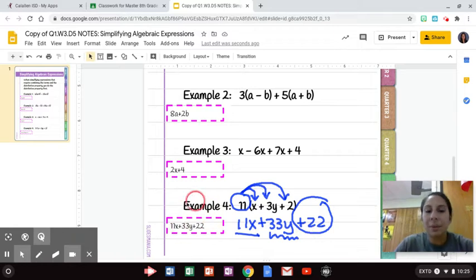Okay, so you're going to double click inside the box and insert 11x plus 33y plus 22.